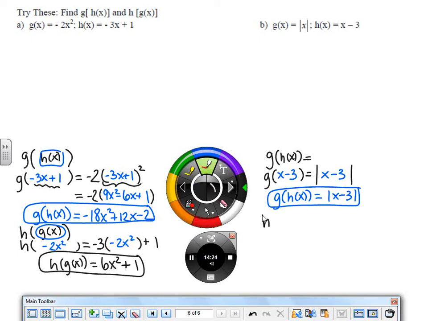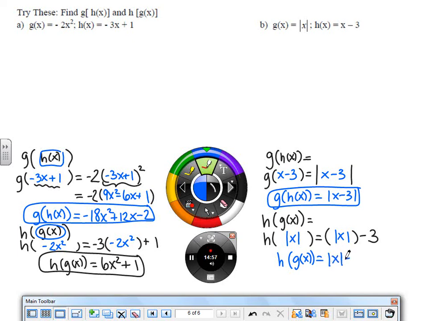Then if we look at it from the other perspective, h of g of x. Okay, again, remember that means that we want to replace g of x with its function value, which is the absolute value of x. And h of x as a function looks like some value of x minus 3. And now I'm going to replace where x normally goes with the absolute value of x because that's what's being plugged in. There's nothing more that we can do. So h of g of x is equal to this absolute value of x minus 3.